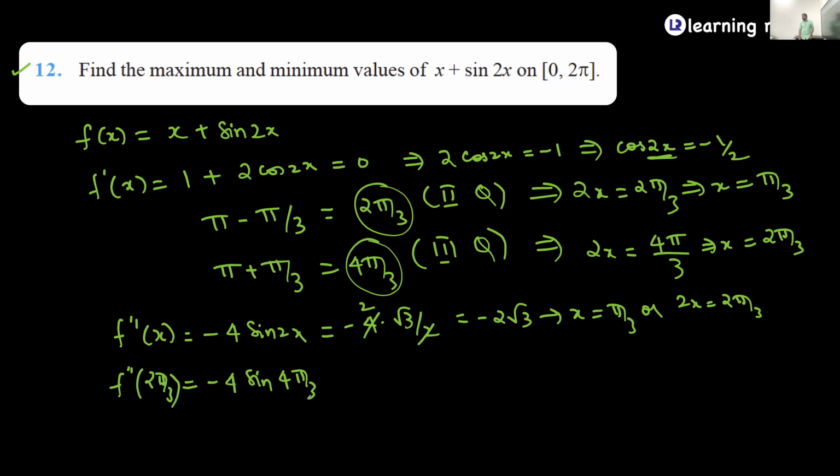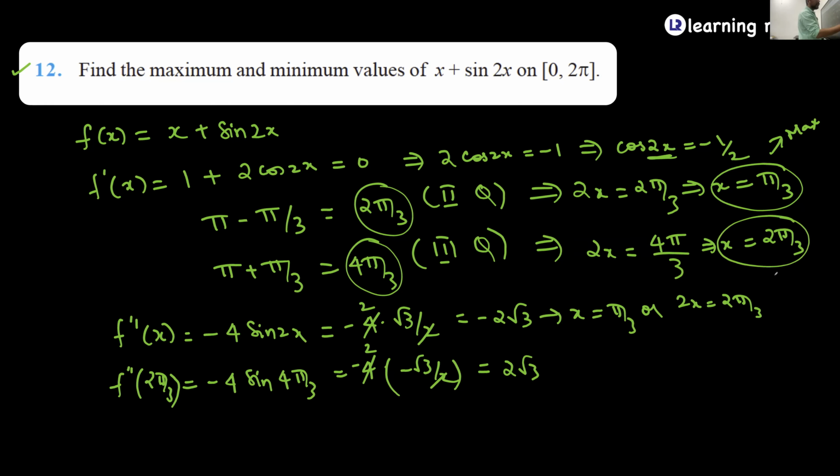4 pi by 3. It will be pi plus pi by 3. It will be minus sine pi by 3. Answer will be 4 minus 4 into minus root 3 by 2. Cancel this and this. Answer will be 2 root 3. Hence, at x is equal to pi by 3, it is a point of maxima. And at x is equal to 2 pi by 3, it is a point of minima. I hope it is clear.